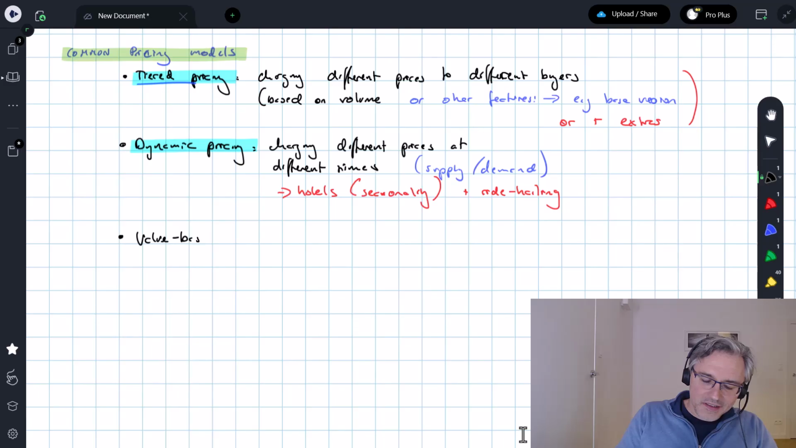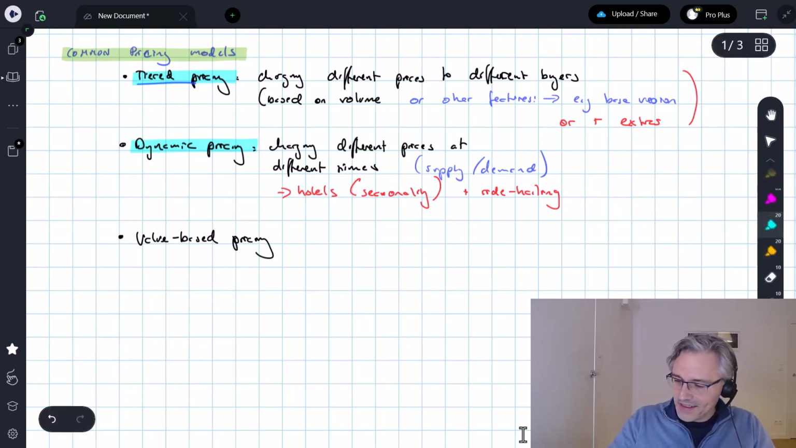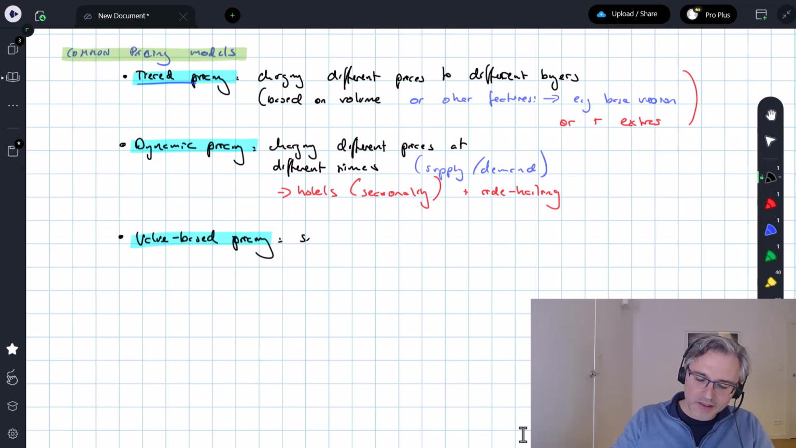Now, value-based pricing is another one. This requires quite a lot of work because you're supposed to set the price based on the perceived value that's received by the customer.